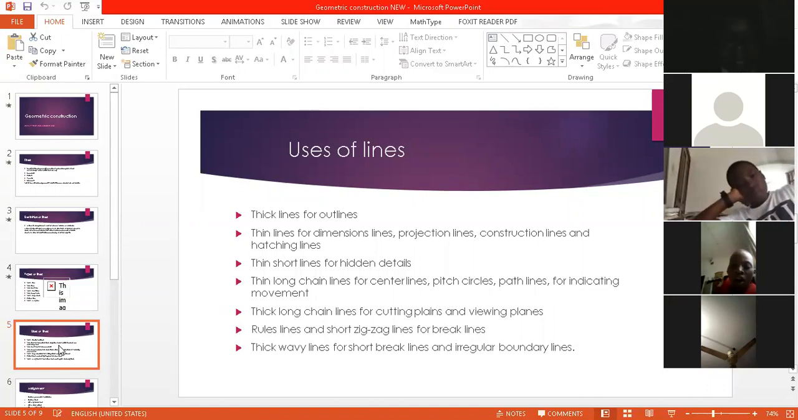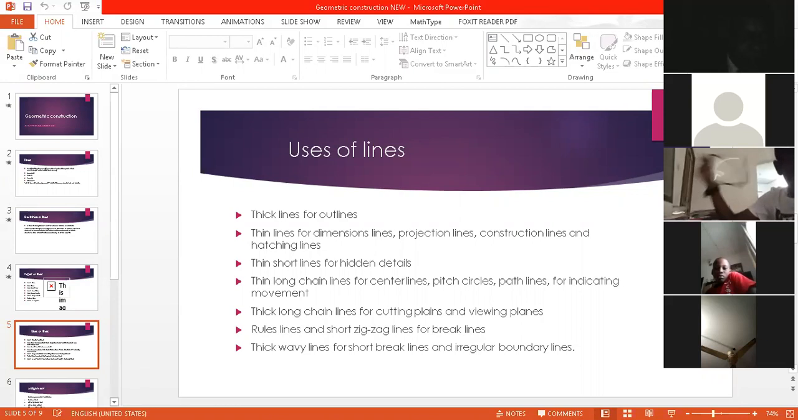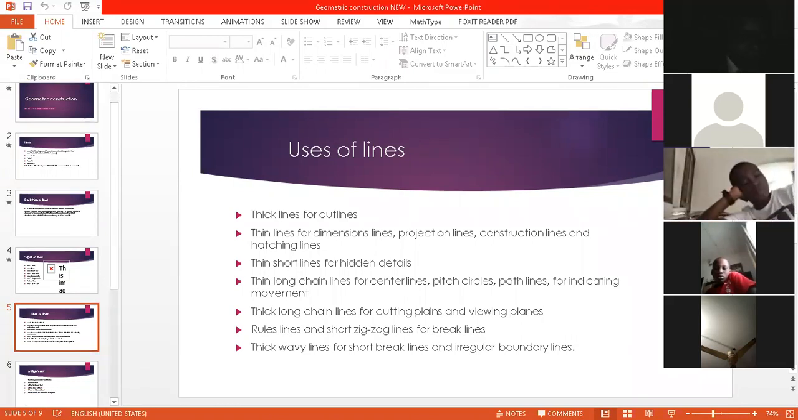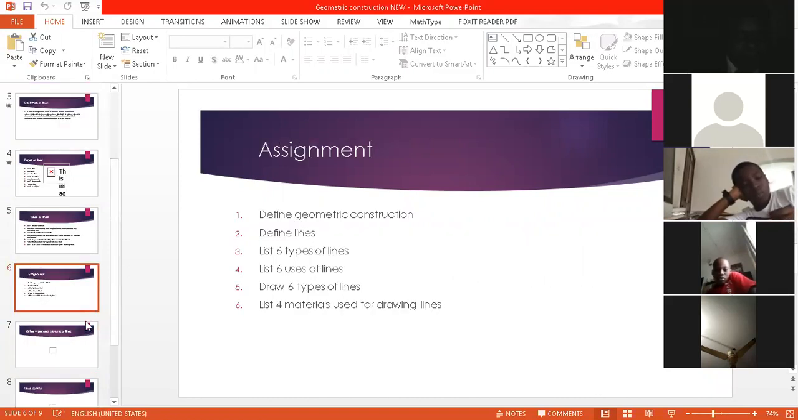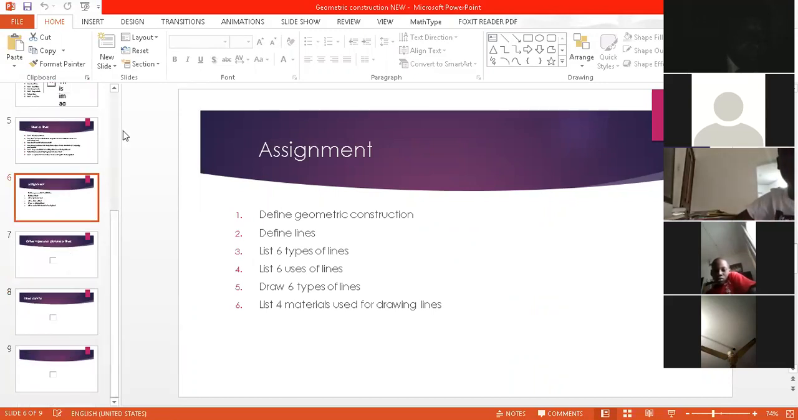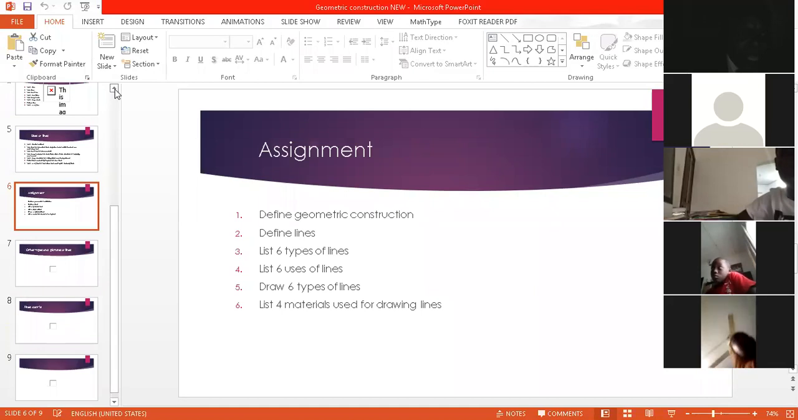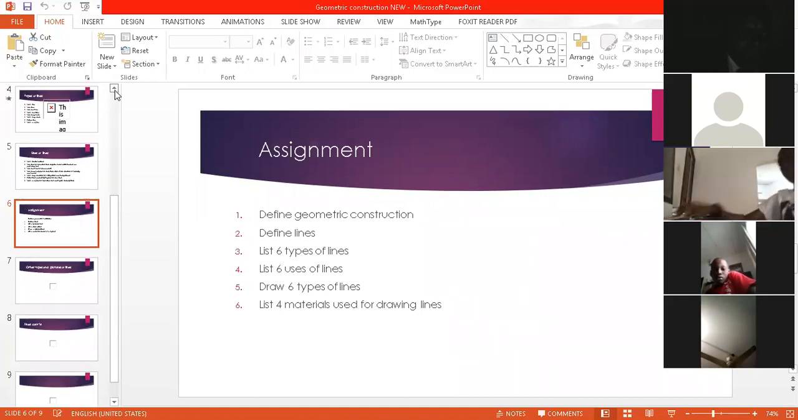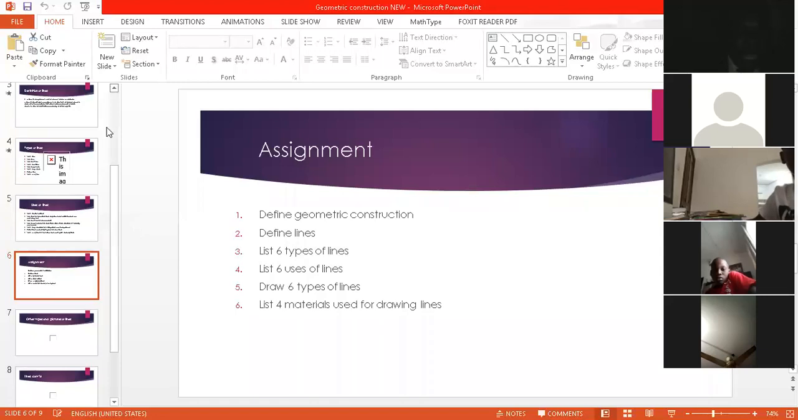Then the next one is thick wavy lines, which are used for short break lines and irregular boundary. I hope you all get that. Those are the uses of lines.